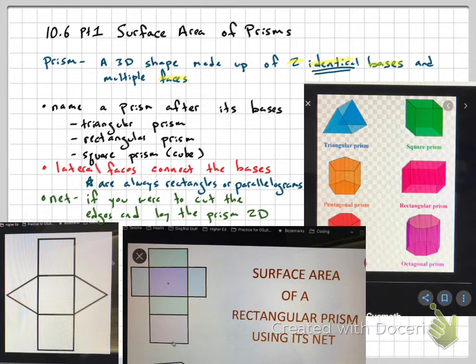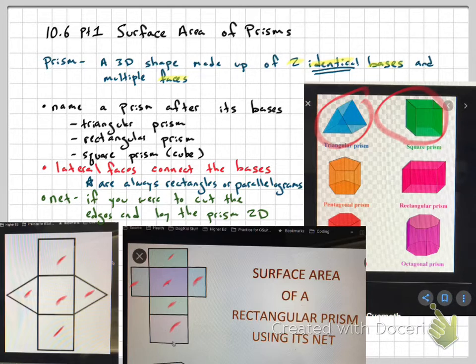Technically, you could also always make a net to find the surface area, because surface area is just the area of all of these things put together. Surface area is all the sides that we can see. Imagine if I wanted to paint one of these prisms, everywhere that I painted would be the surface area of this figure, okay?